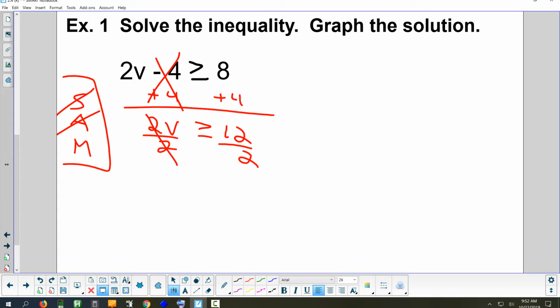You keep it the same because you weren't divided by a negative. Right, we divided, but now we got to say, was it a negative we divided by? And the answer is no. So keep it the same. And how about Kayla, what's 12 divided by 2? 6. Perfect. v is greater than or equal to 6.